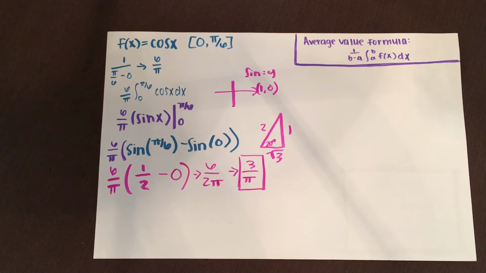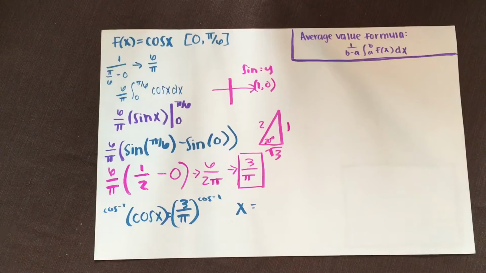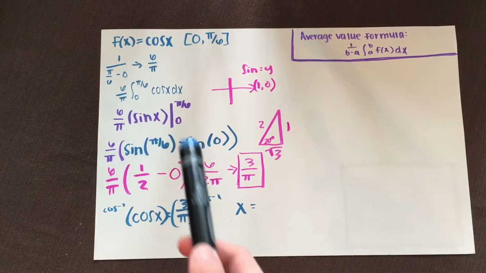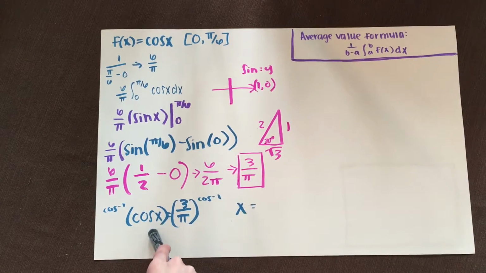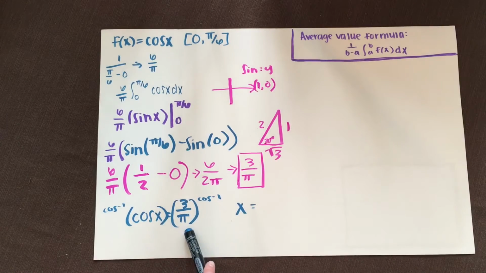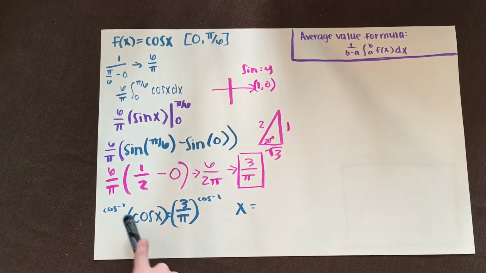But what we're going to do is we're going to take this problem a little further, and we're going to find the x. So what you're going to want to do is take the original equation and set it equal to your average value that we found. And then you take the inverse cosine of both sides to find your x value.